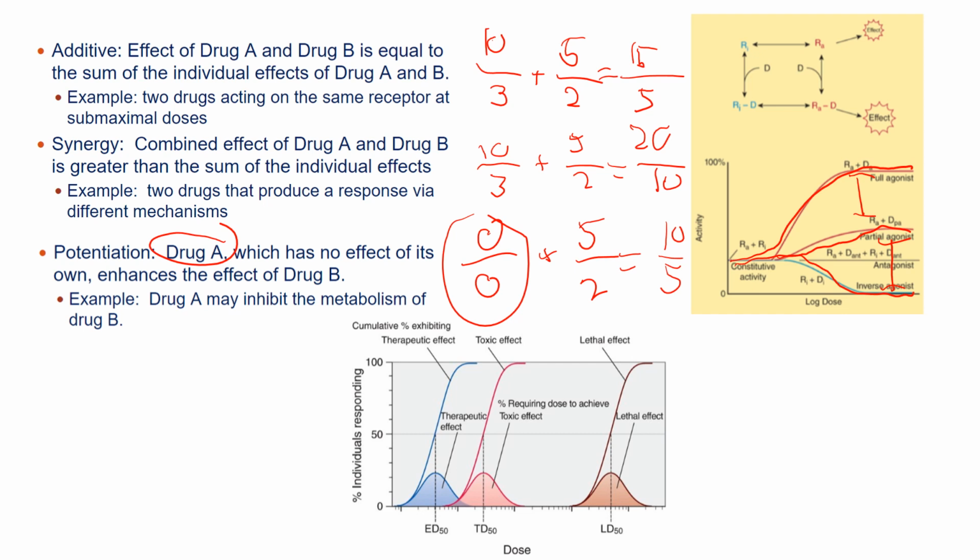So you'd never give an inverse agonist to try and treat a condition that you were originally treating with an agonist, but you could use a partial agonist if you were desperate for one reason or another.